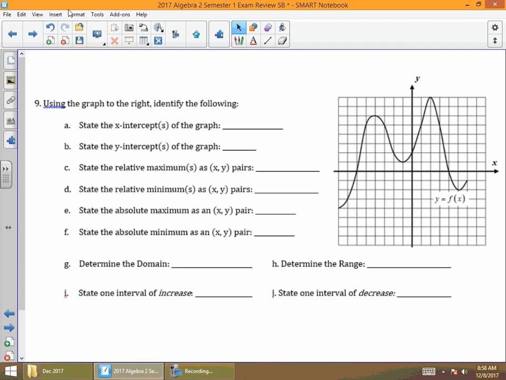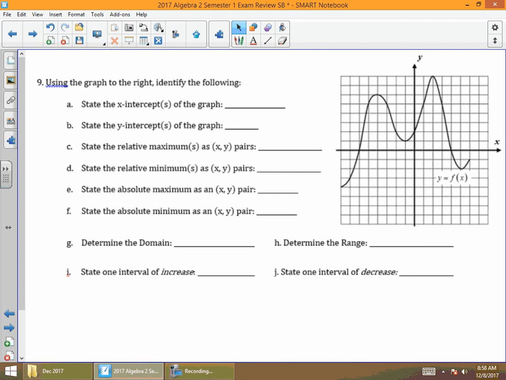This is number 9 from Unit 2 on the Algebra 2 midterm review. All right, so we're looking at the picture of this graph, and we want to state the x-intercepts. If you look along your x-axis, there's 2 of them. The first one's back at 1, 2, 3, 4, 5, at -6. So that'll be the point (-6, 0). And we have one over here at 4.